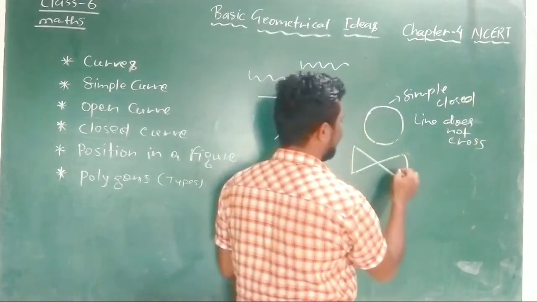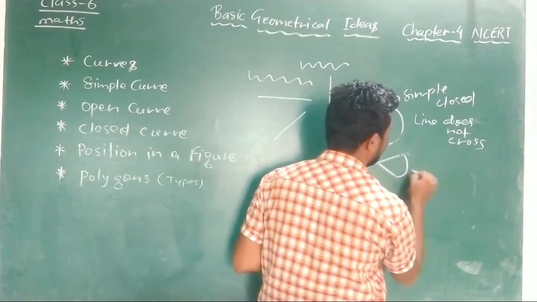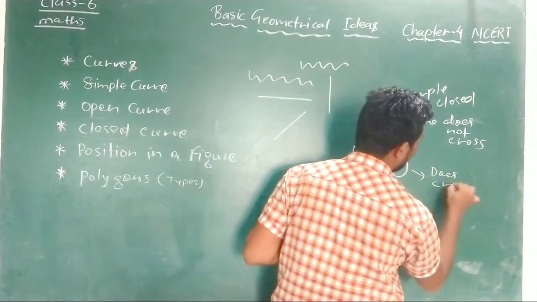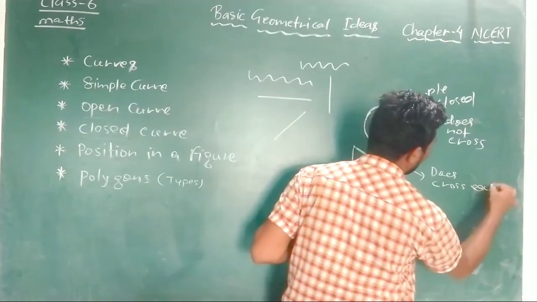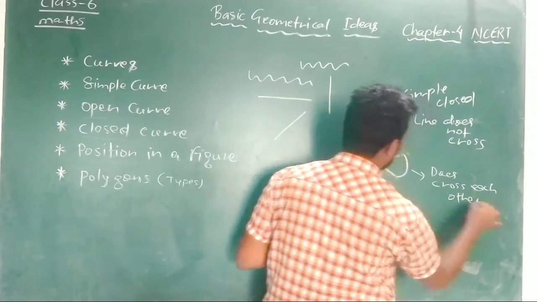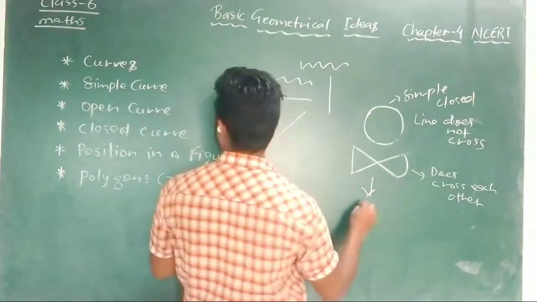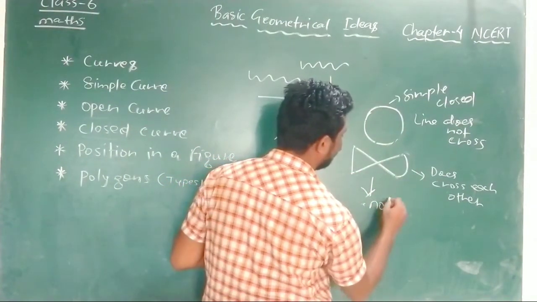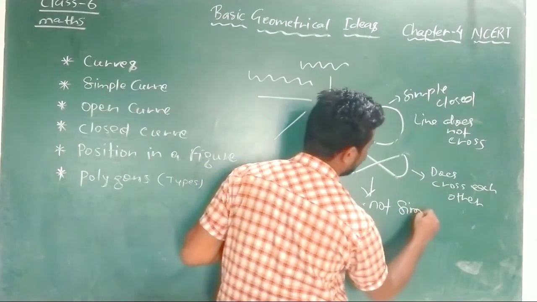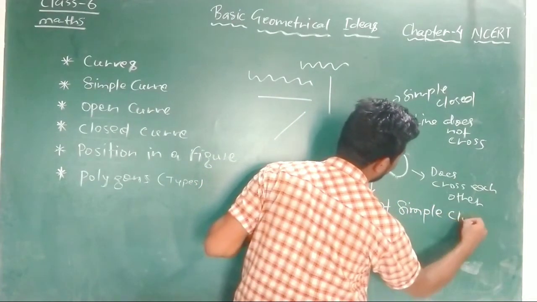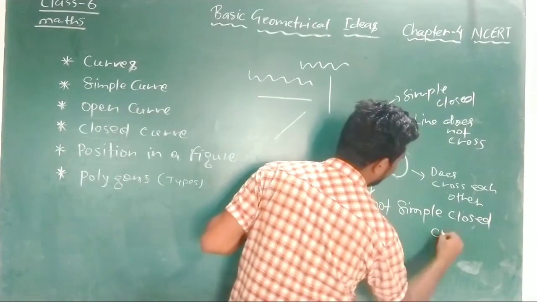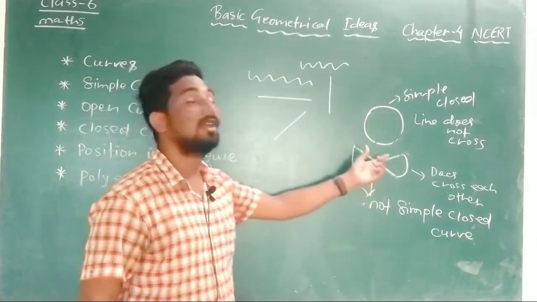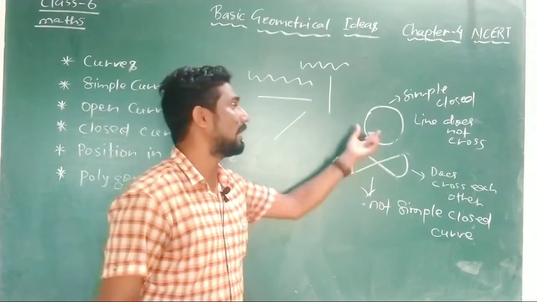And when the lines do cross each other, it is called, you can say, not a simple closed curve, not a simple closed curve figure. So now you have understood what a simple curve figure is and what is not a simple curve figure.